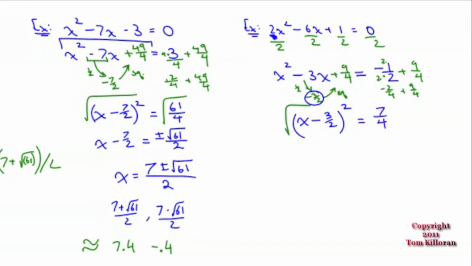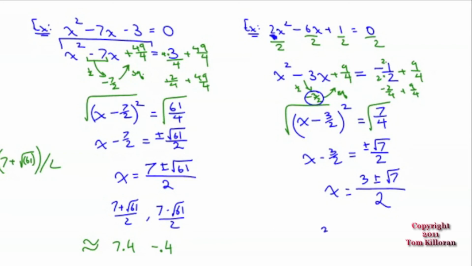Square root. Whatever I do to the left, I do to the right. So x minus 3 halves all squared, square rooted, is x minus 3 halves, equal to plus or minus the square root of 7 over 2. Again, this is a nice one. They have that common denominator. So we move the 3 halves across, and we're going to get x equals something over 2. What goes on top? 3 plus or minus the square root of 7. So that would be 3 plus the square root of 7 over 2, and 3 minus the square root of 7 over 2. Yay!